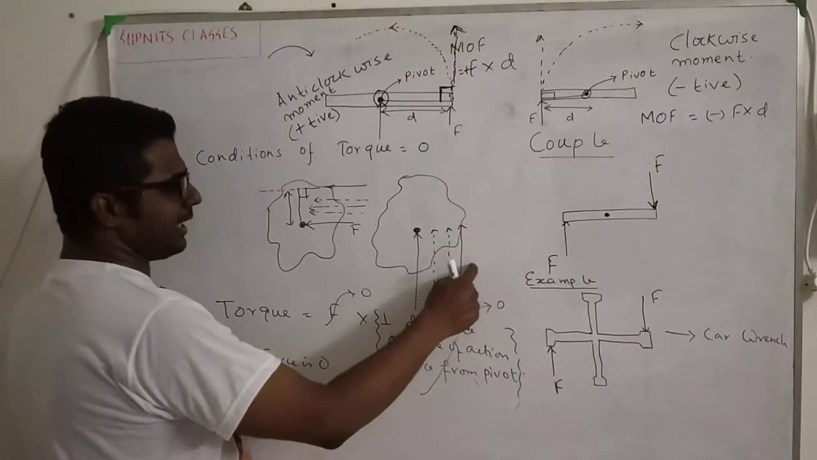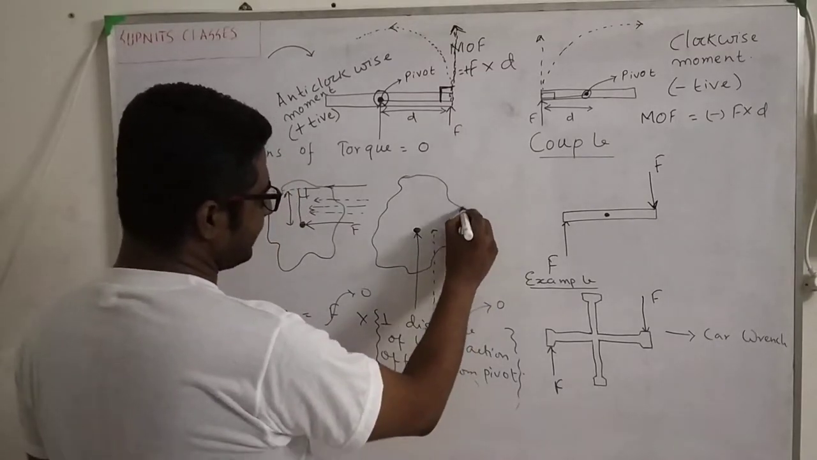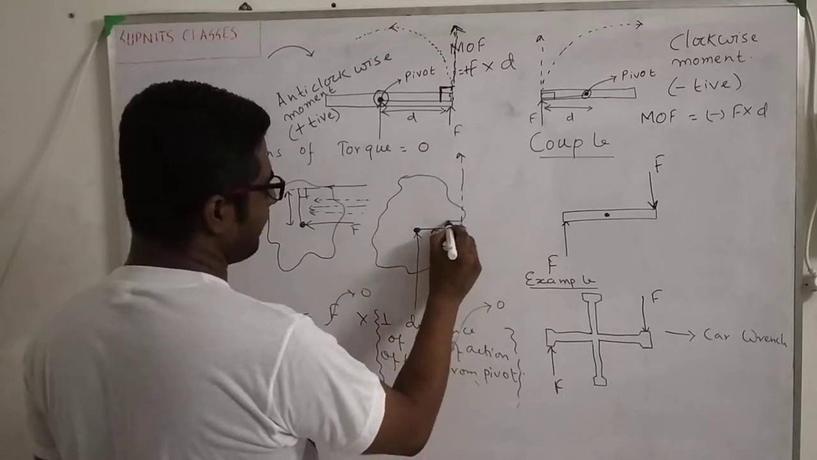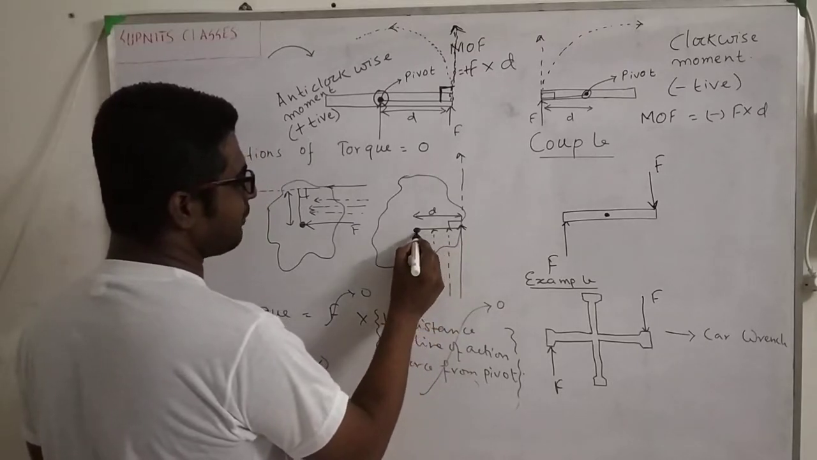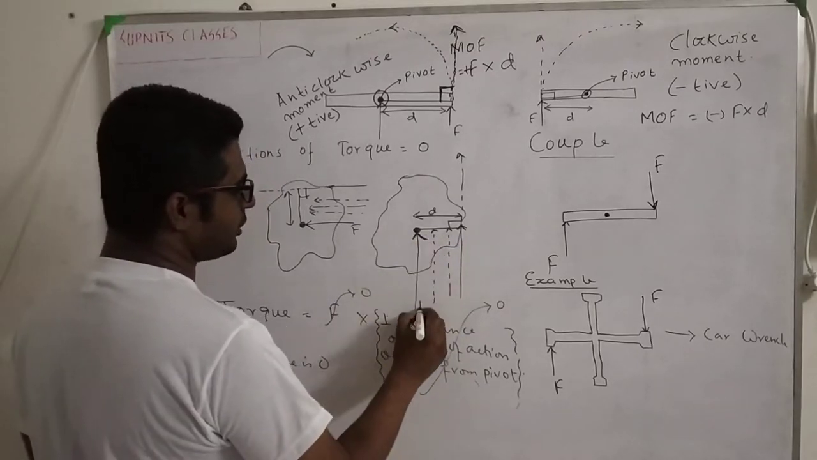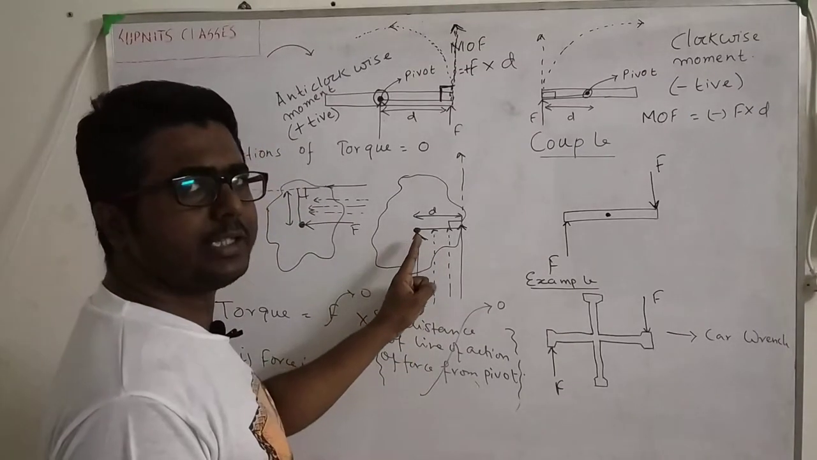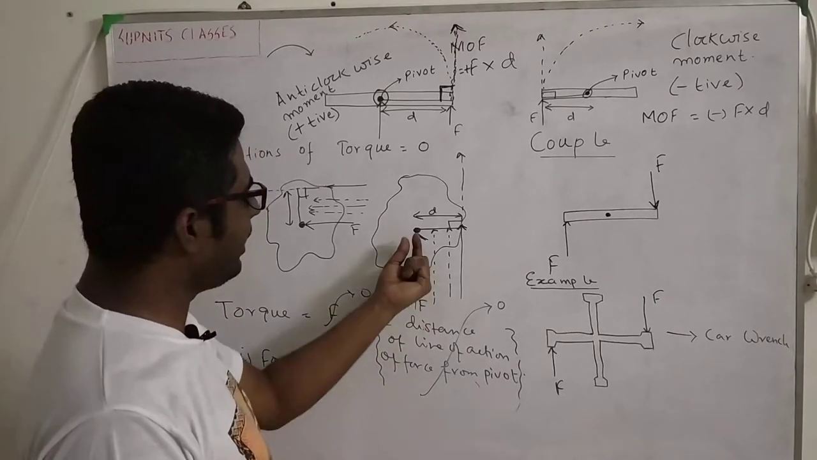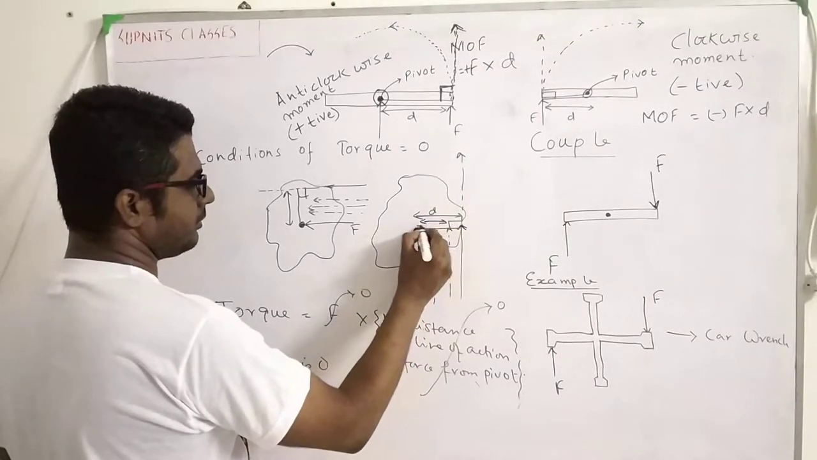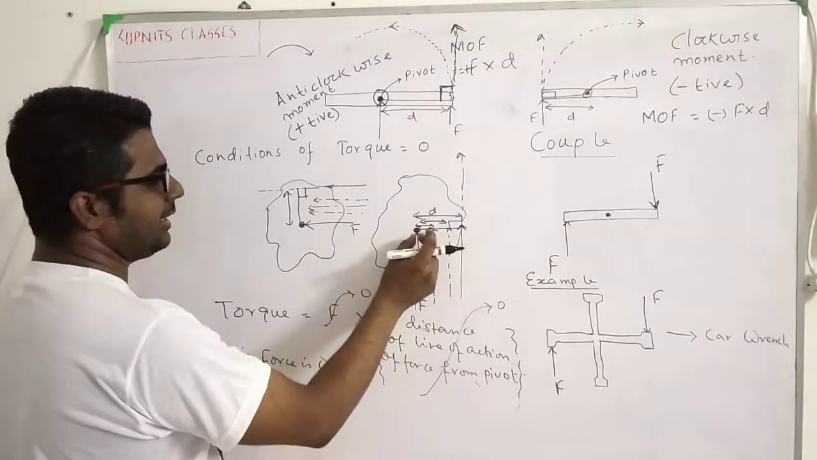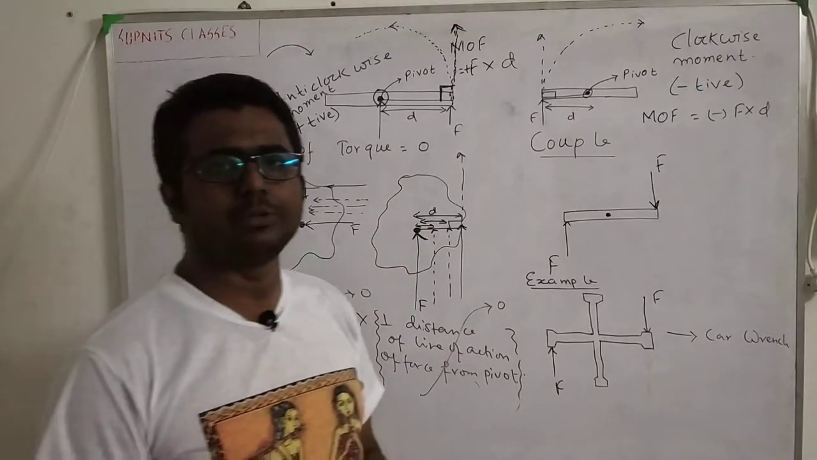I have shown the same thing in vertical condition also. If I would have put a force like this, line of action will be like this, and this would have been a perpendicular distance. So there was some D. I reduce the distance and at some point of time, my force hits the pivot. As soon as my force directly hits the pivot, the perpendicular distance becomes 0. Okay, this D comes down, and ultimately the D becomes 0. And in that case, the torque also becomes 0.